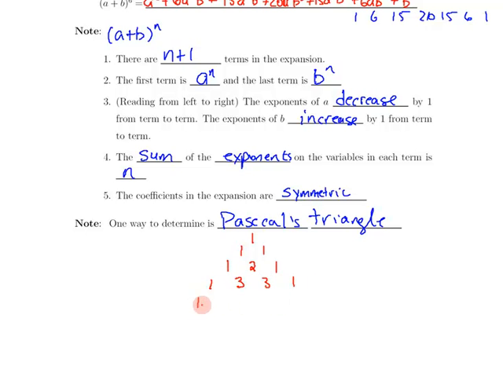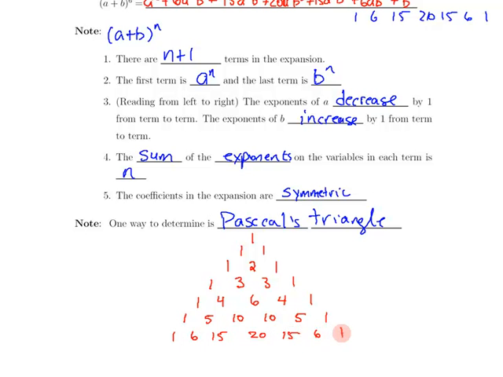Okay, start with a 1, and then between the 1 and 3, add that up and get 4, 6, 4, 1. I have a 1 and a 5, 10, 10, 5, 1. And a 1 and a 6, because 1 plus 5 is 6. 5 plus 10 is 15, 20, 15, 6, and 1.